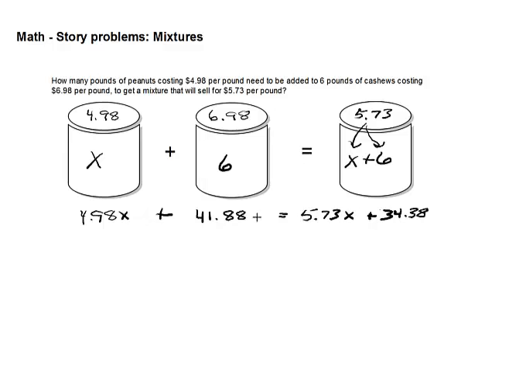And again, now we just have an algebraic equation. So all we have to do is solve for X. So we want to get our variables on one side and our numbers on the other. So I'm going to move this 4.98X over here because it's lower. And if I move this, then the variable will stay positive. But you can do it either way. It doesn't matter. So if we subtract these two, 5.73 minus 4.98, we're going to end up with 0.75X.